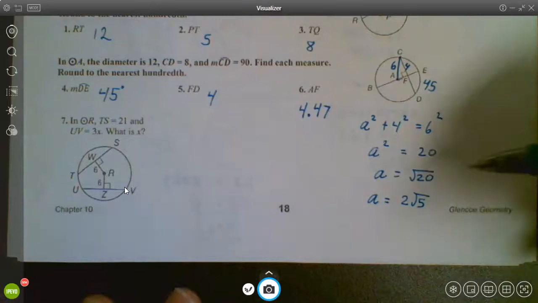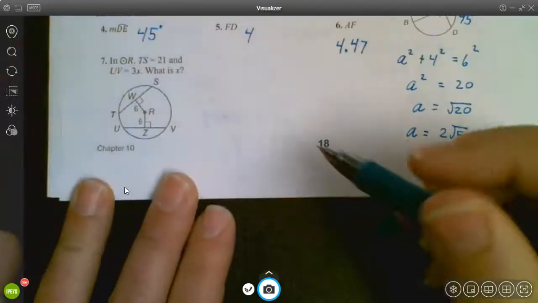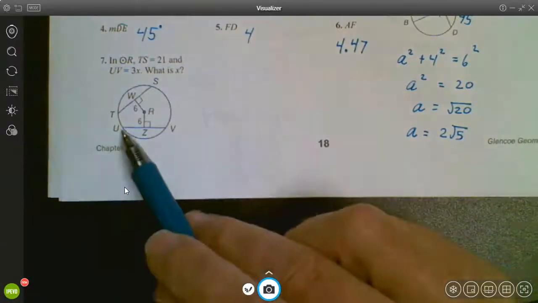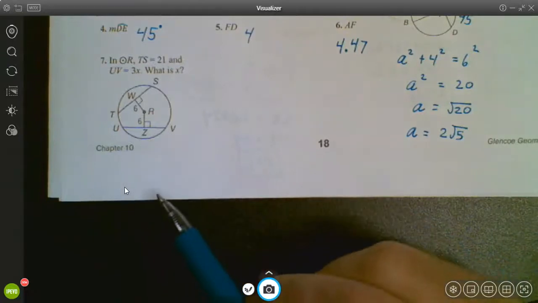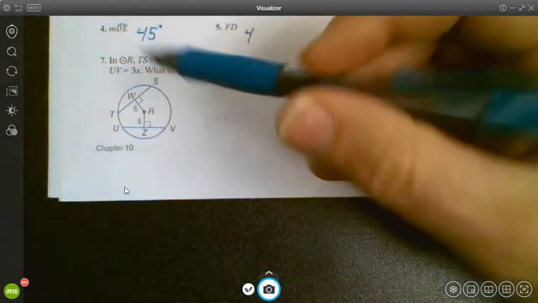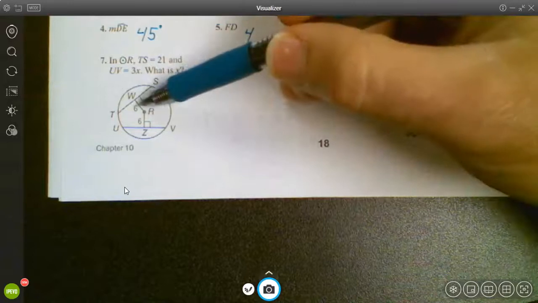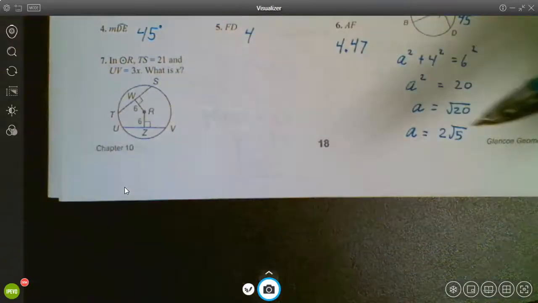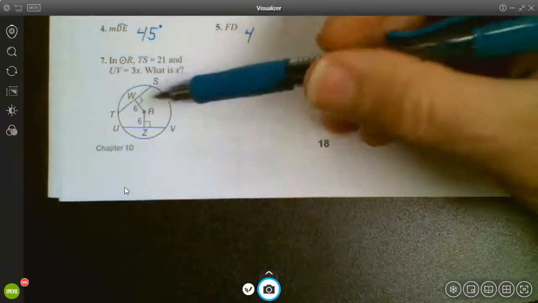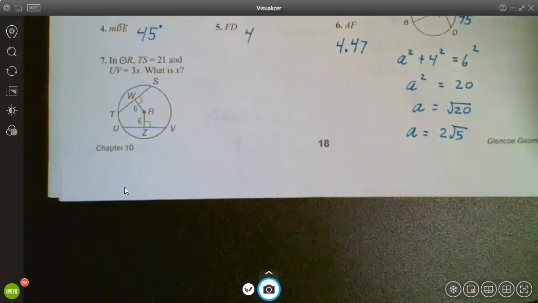So read directions carefully. Last one, in circle R, TS is 21. So that guy's 21. UV is 3x. Those are both chords. What is x? So here was one of the other rules we talked about. Guys, TS and UV, if you notice, they're both 6 units from the center. So we looked at up above on this page that if two chords are the same distance from the center, like these ones are, then the chords have to be equal to each other.